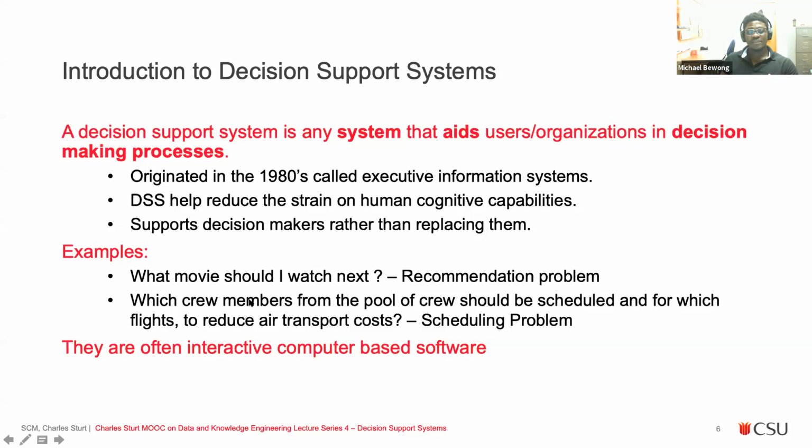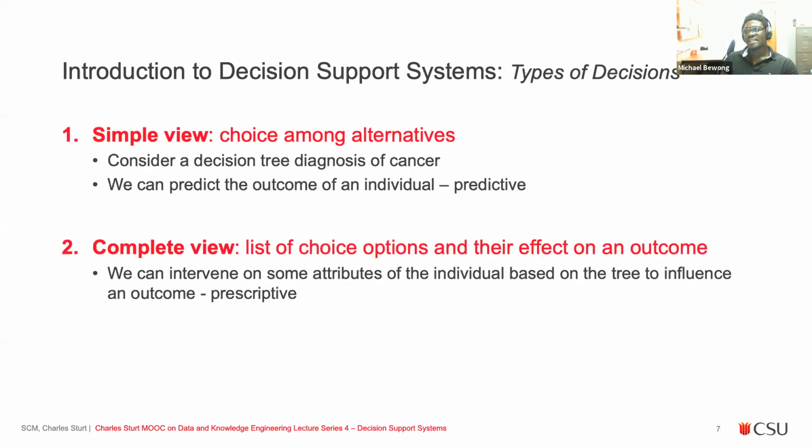So in that sense, let us look at the types of decisions that these systems tend to make. So two types. The first one is a simple view, where we want to make a choice among an alternative. So whether an individual will have cancer or not. The second type is a complete view, where we want to look at the choice options. So in the complete view, we are looking at how each of the attributes affect the outcome.